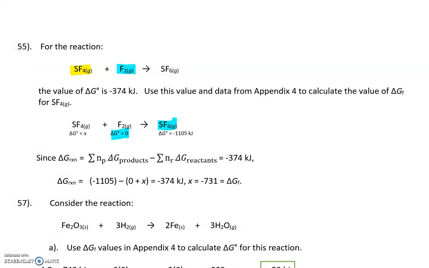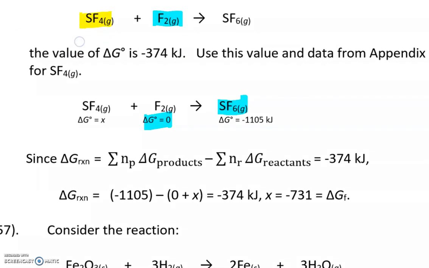So here's how I set this up. We only have one product. Let's zoom in a bit. We only got this one product, this guy. So he's going to go right there. On our reactant side, we know the delta G for the fluorine is 0. And we know that we are trying to find the delta G for the unknown. So here's how I set this up. Here's our delta G of our products. Here is the delta G of our reactants. It's the sum, and we're looking for X. So solving for X, I get negative 731.